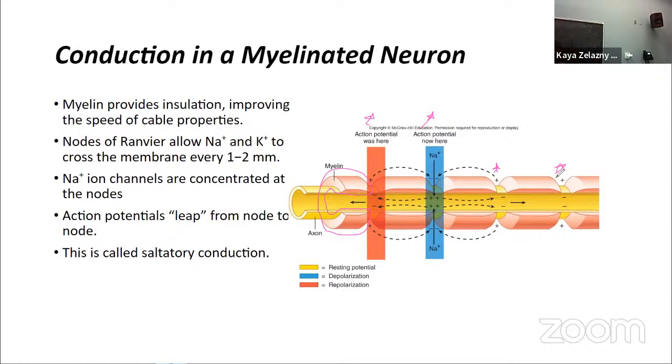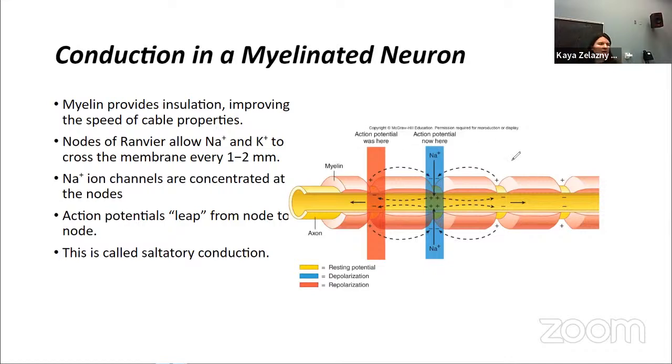It's literally called saltatory conduction. Saltatory, this comes from a root word for to leap or to jump, right? So saltatory conduction is jumping conduction. Right? So this is working in a similar way, except we skip little patches of membrane. We skip the patches where we have myelin wrapped around.